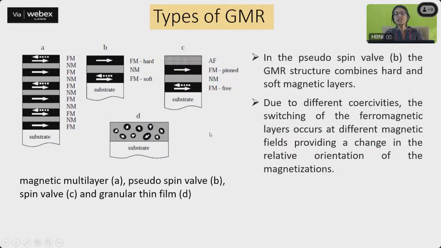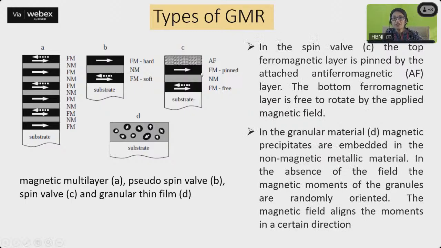So these are all these different types of GMR materials. When you're having this pseudo spin valve, the GMR structure combines both hard as well as soft magnetic layers, and they have different coercivities. So the switching of the ferromagnetic layers occurs at different magnetic fields, providing a change in the relative orientation of the magnetization. In case of the spin valve, what is happening?